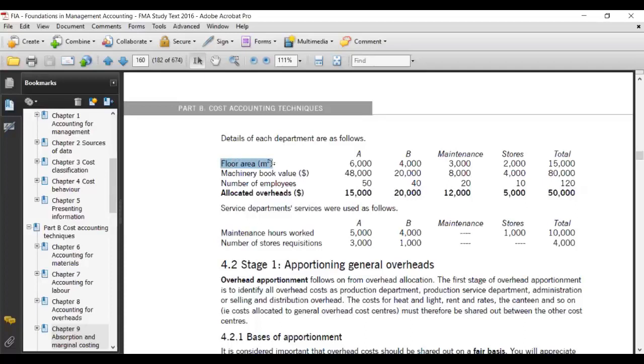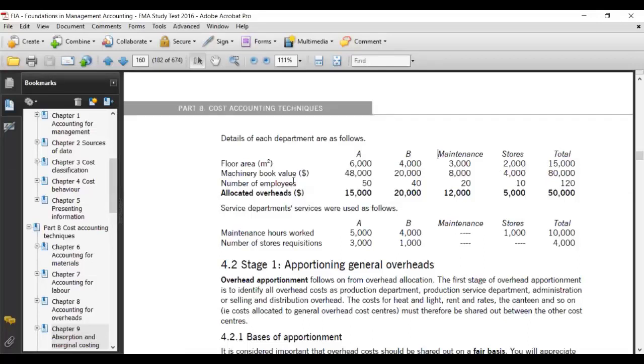Floor area. I hope you understand what floor area is. See, the total factory has 15,000 square meters, whereas 6,000 out of that 15,000 is taken up by department A, 4,000 out of the whole is taken by department B, and 3,000 of the whole is taken by maintenance. Do you understand that?